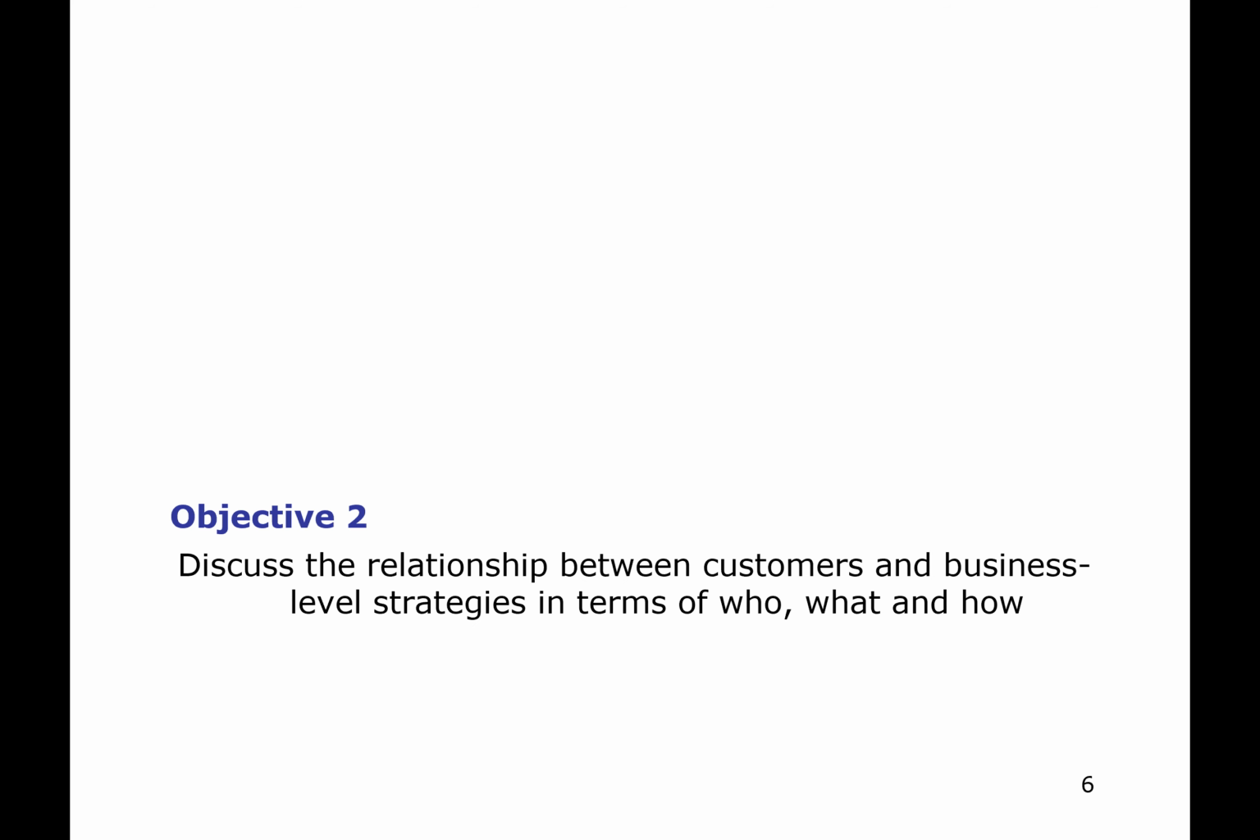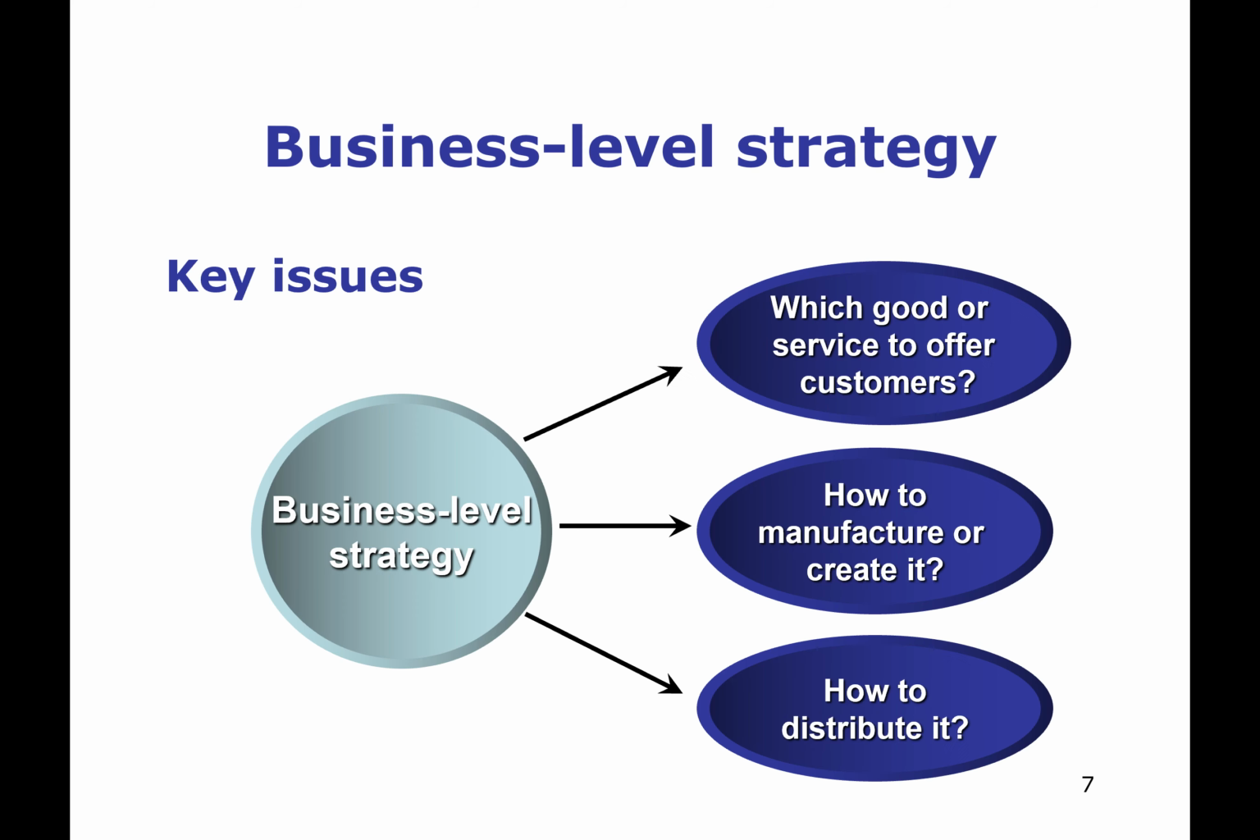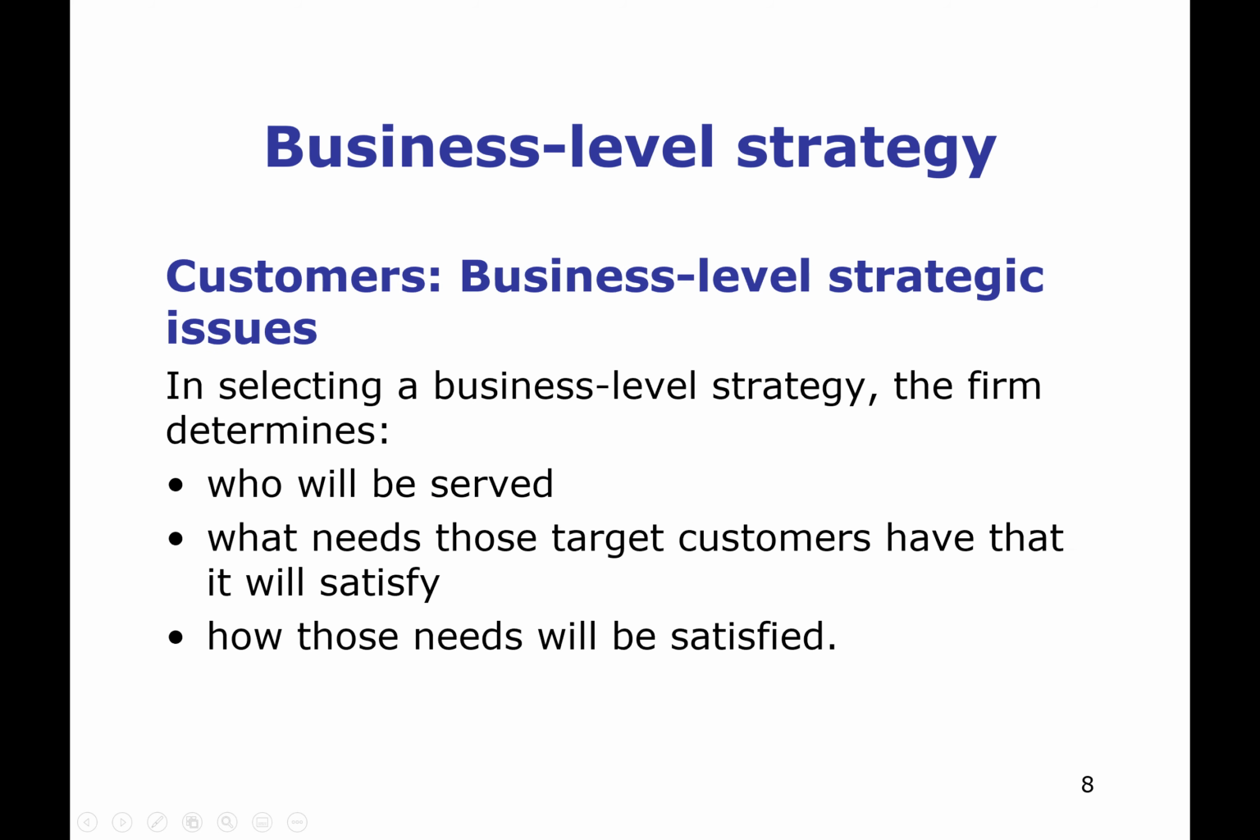So let's look at the relationship between business level strategies and the customers that they serve. There are 3 key issues that you need to address in business level strategy. Which good or service should you be offering the customers? How do you manufacture and create that good or service? And how do you distribute that good or service? So let's look at each of those.